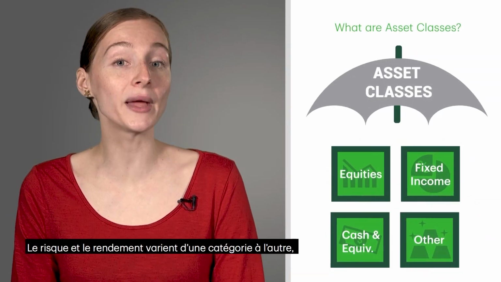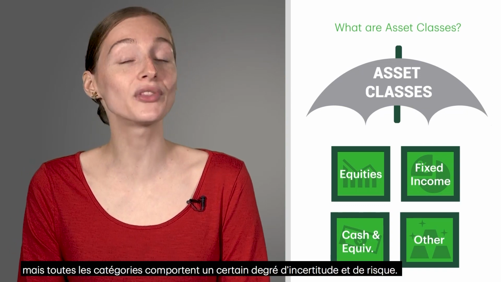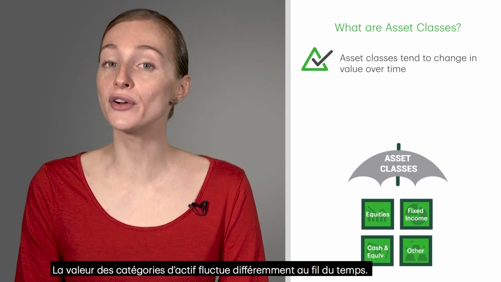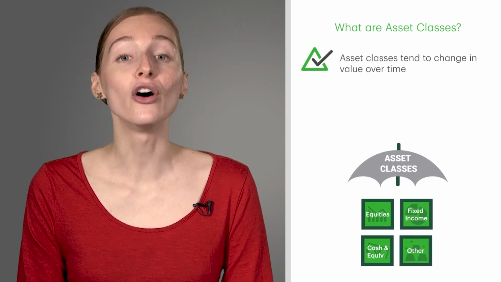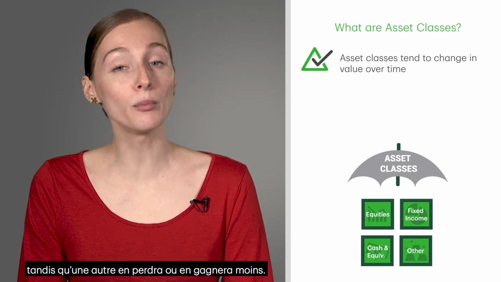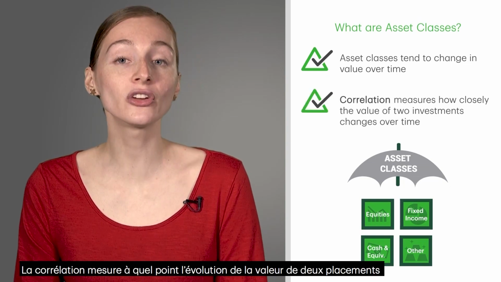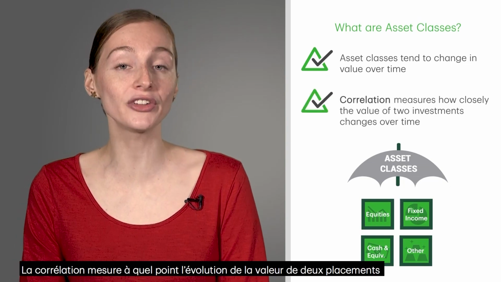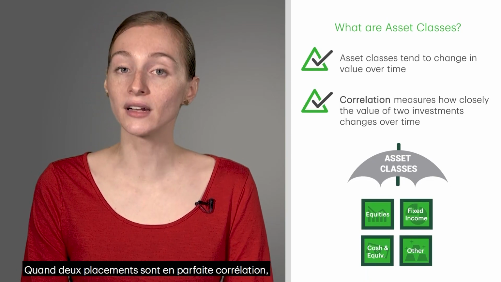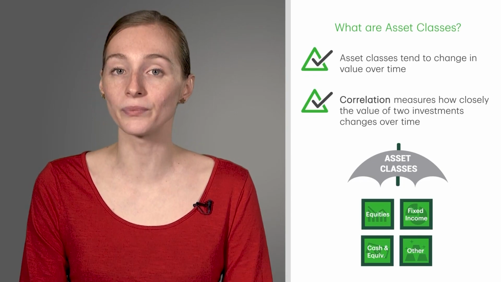Different asset classes may offer different risk and return, but make no mistake, each one comes with uncertainty and risk. Asset classes tend to change in value over time in different ways. For example, when one asset class goes up in value, another may not move as much, or it might even move down in price. Correlation measures how closely the value of two investments changes over time. If two investments are perfectly correlated, they will always increase or decrease in value at the same rate and time.